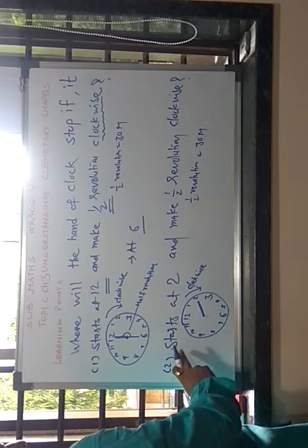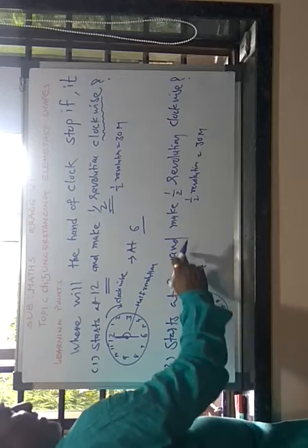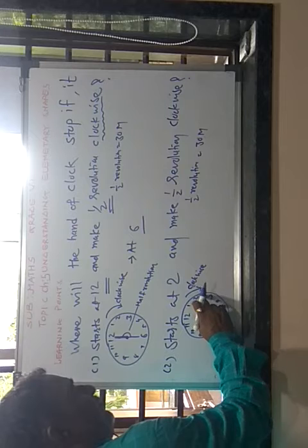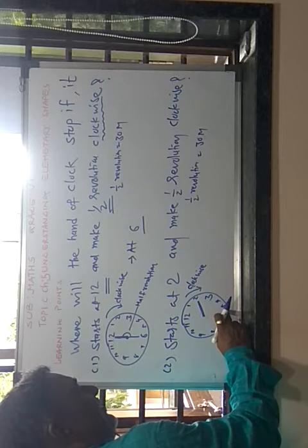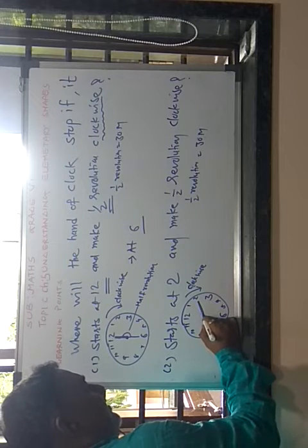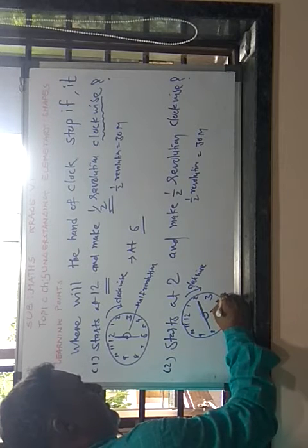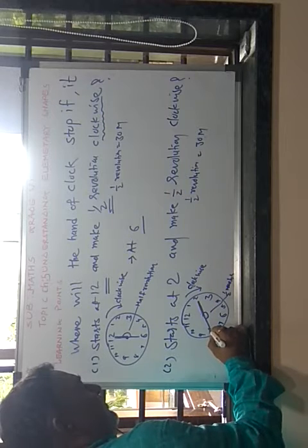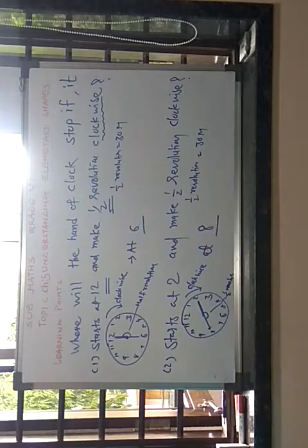Okay. Now, next is start at 2. Start from here and make a half revolution. Half revolution means 30 minutes. Start from here, 30 minutes. 2 to 3 means 5. 5, 10, 15, 20, 25, 30, which means here. Stop here. This is our half revolution. So it will stop at 8.